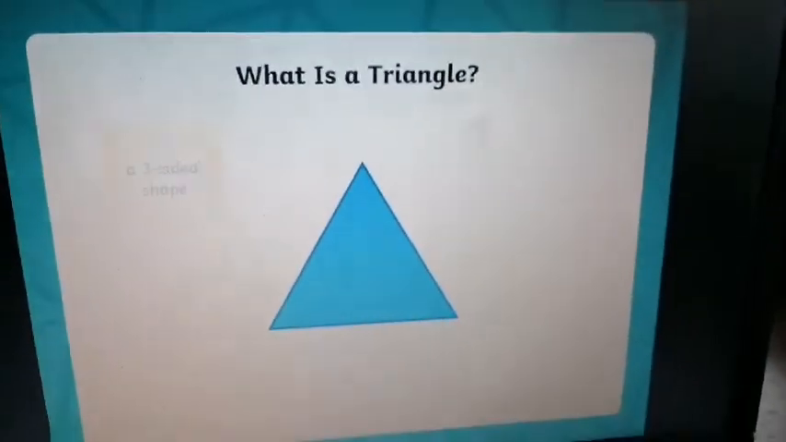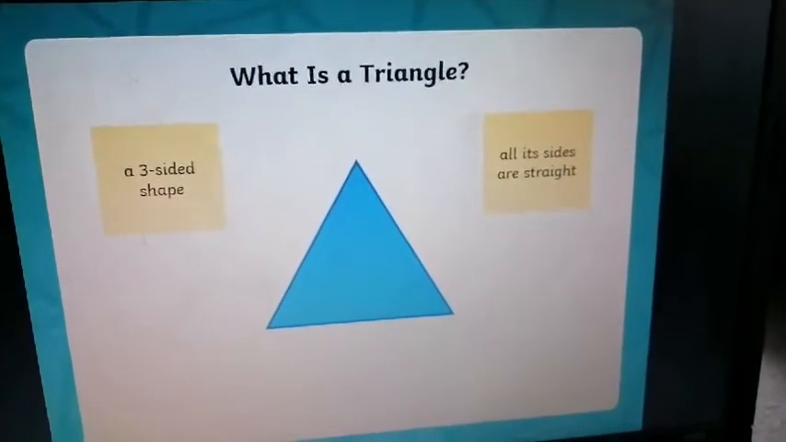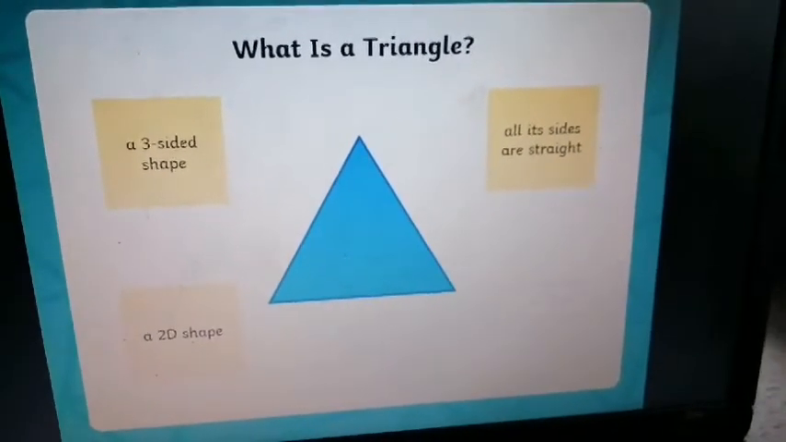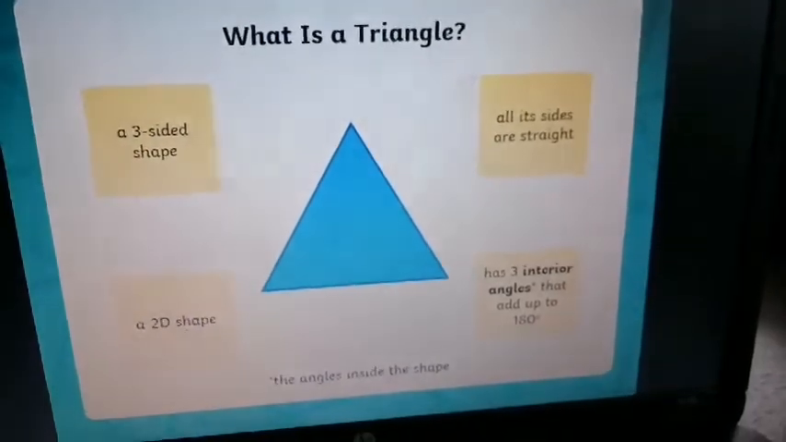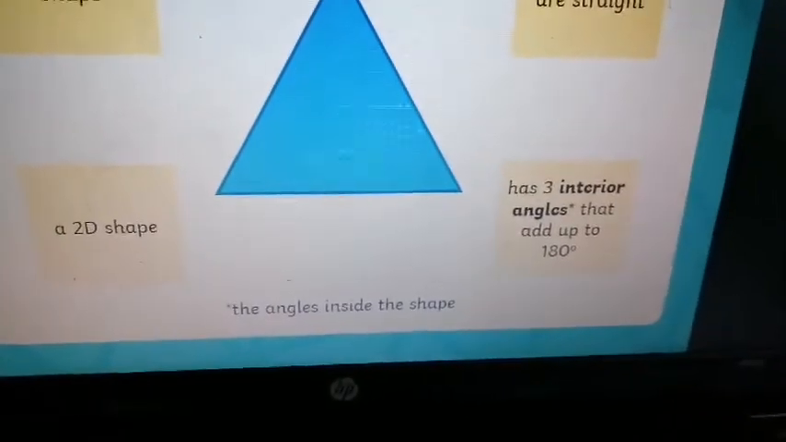So what is a triangle? It's a three-sided shape. All its sides are straight, and that makes it a polygon. It's a 2D shape and has three interior angles that add up to 180 degrees. The interior angles are the angles inside the shape.